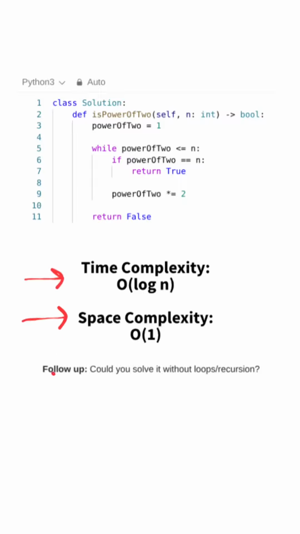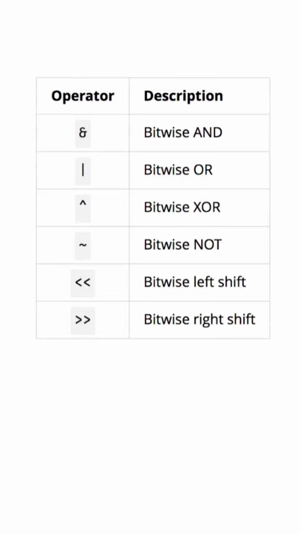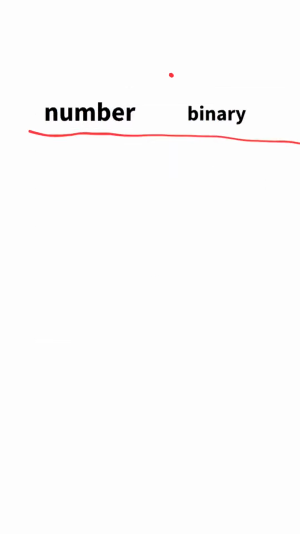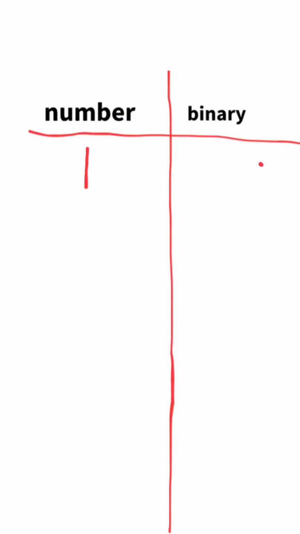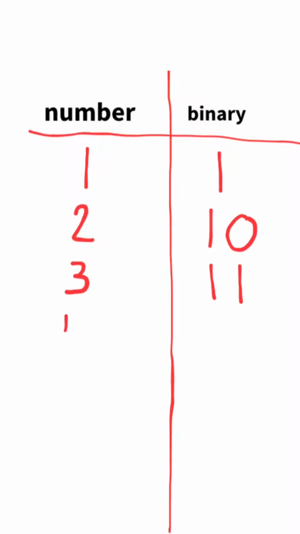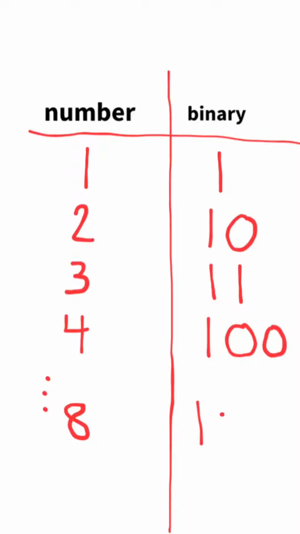But remember the follow-up question that said, can we solve this without using loops or recursion? In order to solve this without a loop, we can use bitwise operations, which means dealing with numbers in their binary form. So the number 1 in binary form is just 1, and the number 2 is 1, 0, because each additional digit represents another power of 2. So the number 3 is 1, 1, and the number 4 is 1, 0, 0. Actually, we can get to every next power of 2 in binary just by starting with the number 1 and adding another 0 to the end.